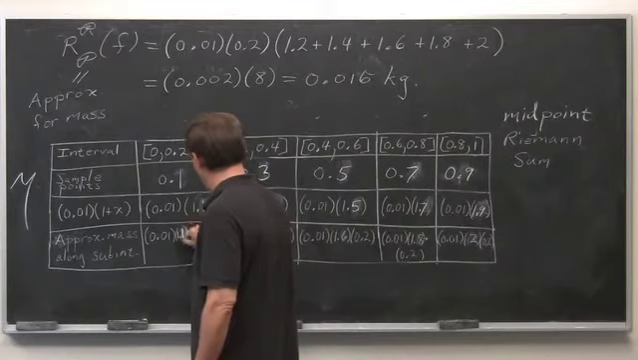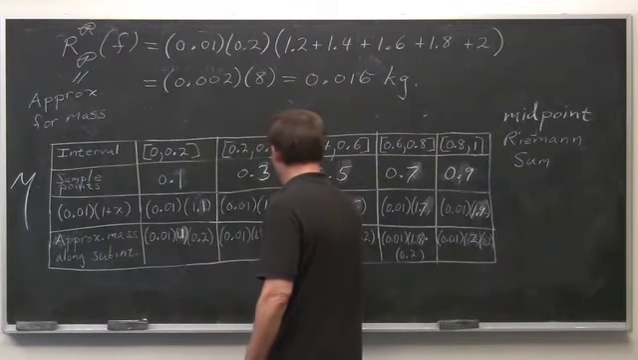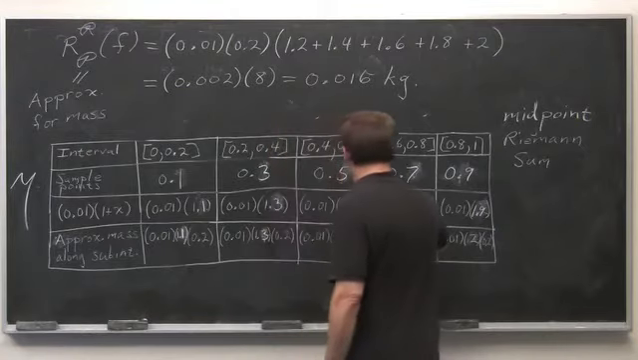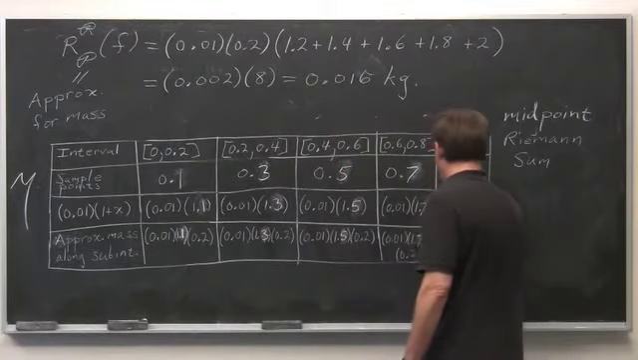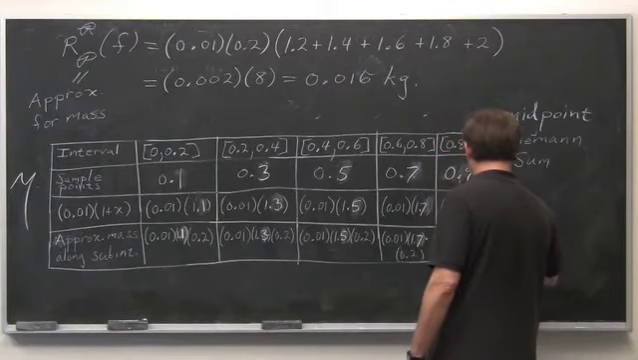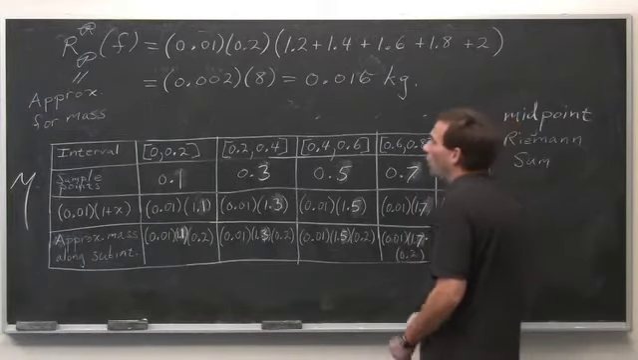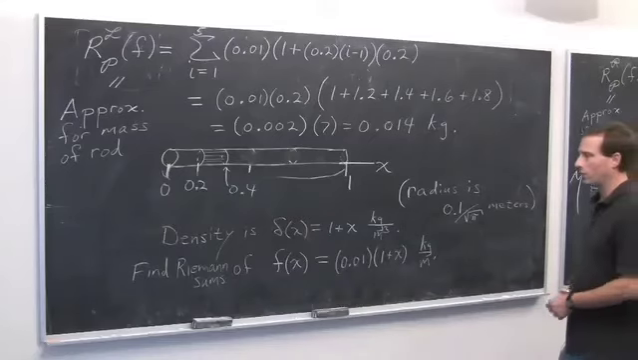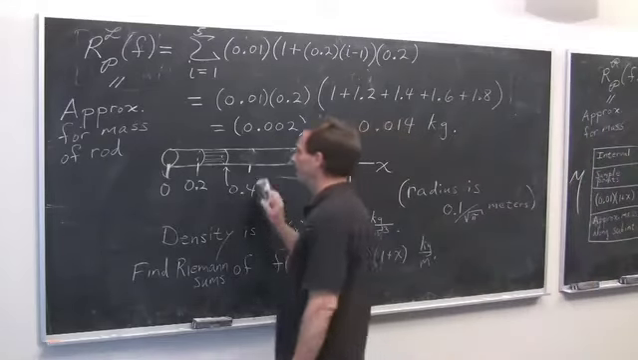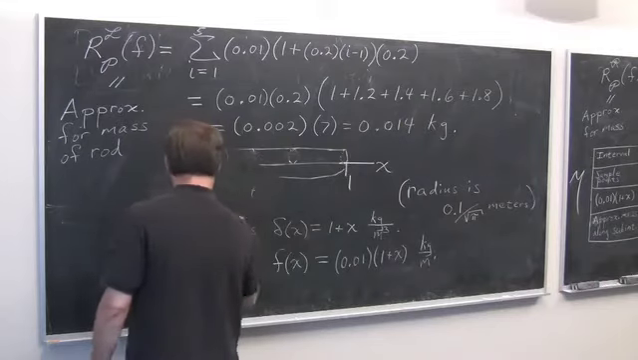And of course, it changes in the bottom row as well. 1.1, 1.3, 1.5, 1.7, and 1.9. What changes up here? Well, actually, I guess I can fit it in right here.